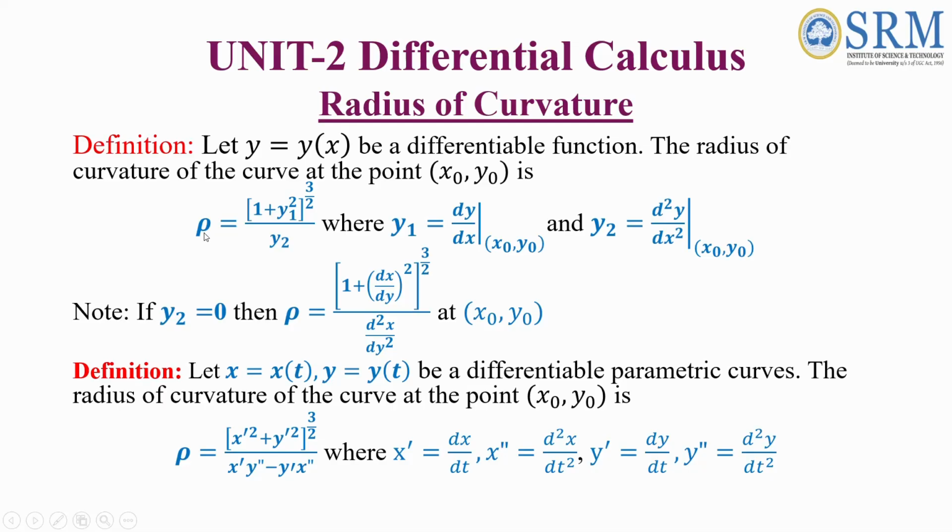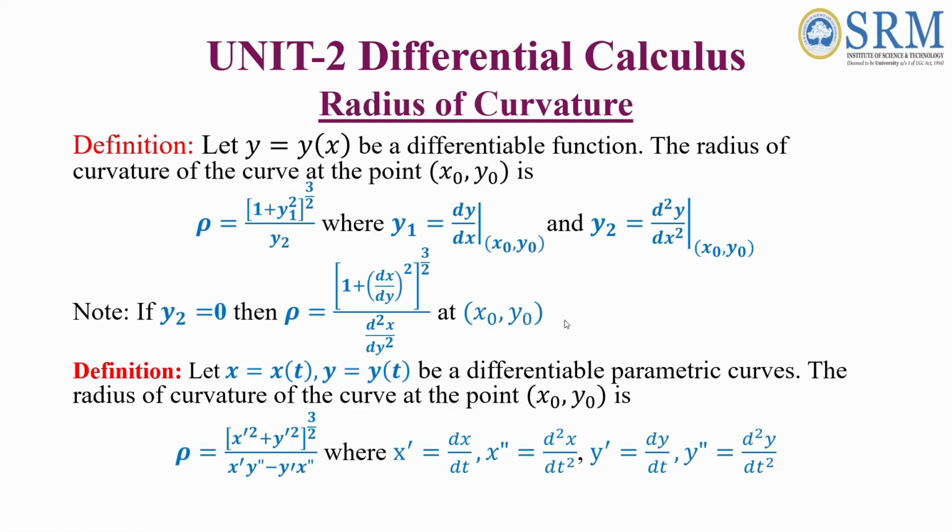In order to avoid this, we have to redefine the radius of curvature in this form: rho is equal to (1 plus (dx by dy) whole square) whole power 3 by 2 divided by d square x by dy square at the point x0, y0.